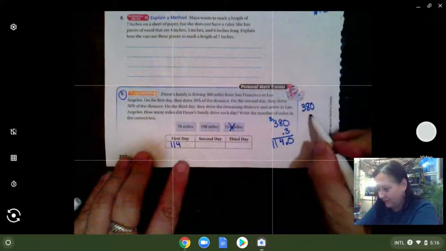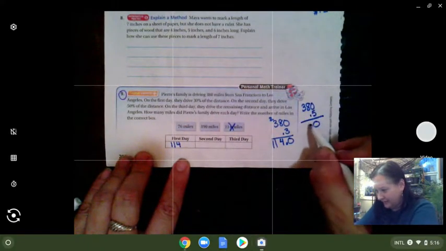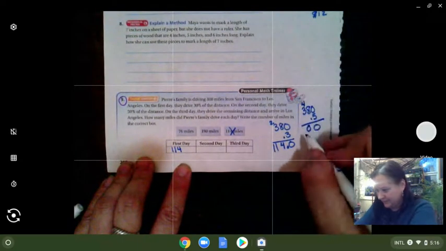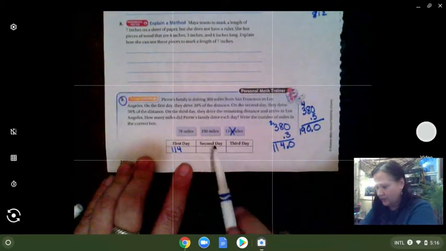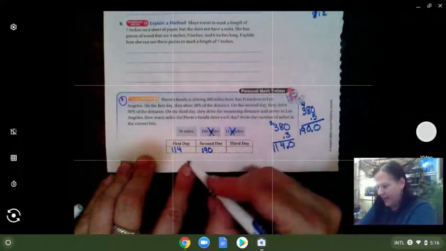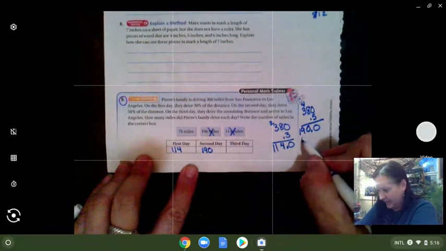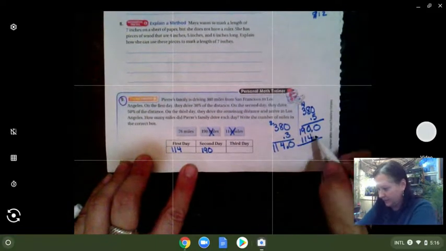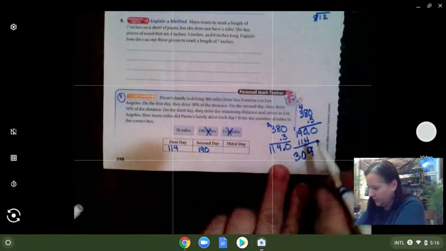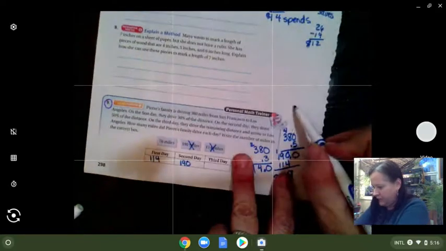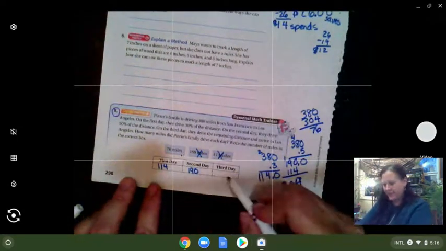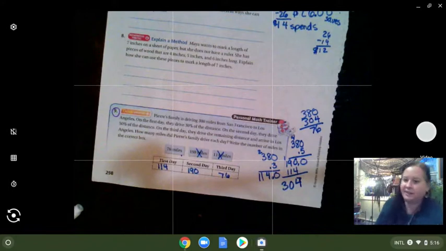So this time we're going to take 50% of that 380 miles. And we're going to move our decimal over once. It's 190 miles on the second day. And then if we add 190 and 114, let's go ahead and add those. We'll see how many are left on the third day. So far they went 304 and they want to go 380. So let me subtract that 304 and I'll get 76. So that will be my answer. 76 miles is how far they went on the third day.